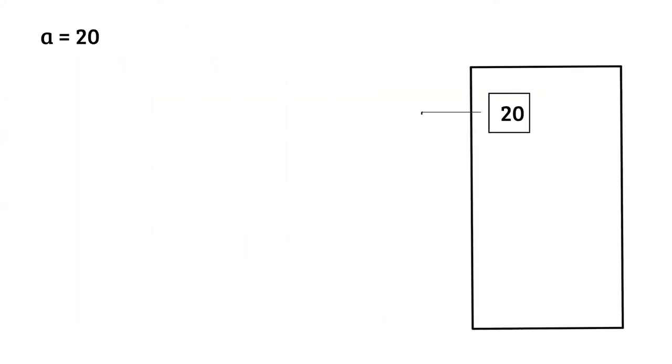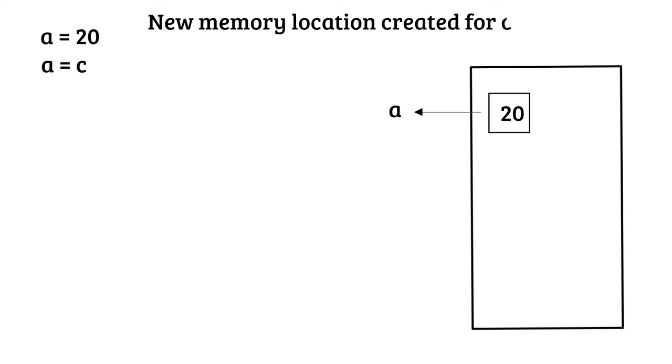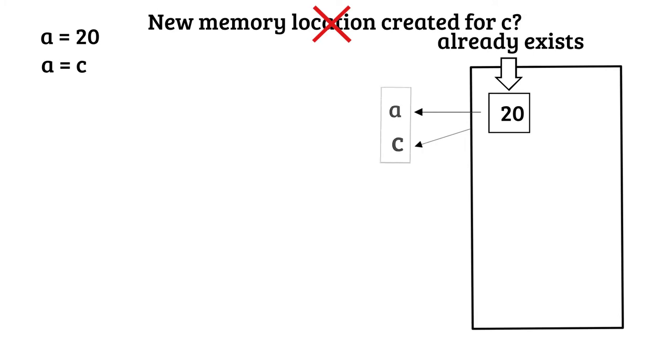For example, we currently have variable a assigned with the value 20. So if we write a equals c, in this case, what do you think? Whether a new memory location will be created for c? The answer is no. As the value 20 already exists in the memory, this value will be referenced to c. So now, the value 20 will be referenced to both the variable names, which is a and c. Due to this, memory consumption is optimized in Python. I hope that this is clear.